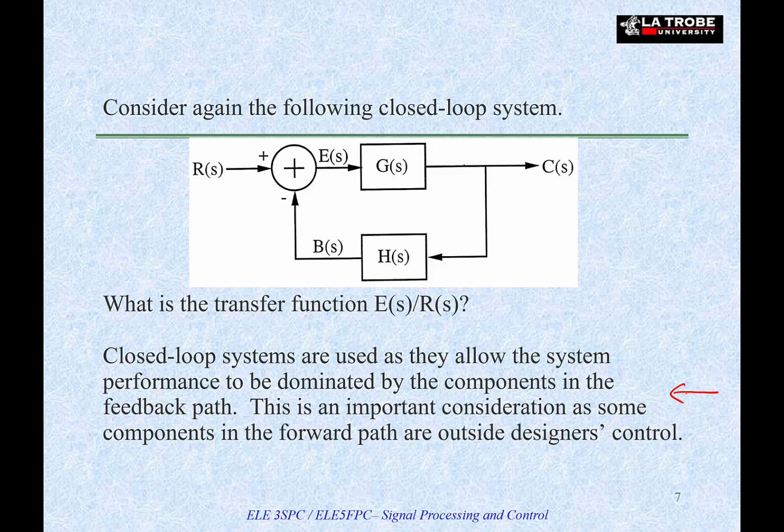I would like to give you an exercise to practice at home. The exercise is to find the transfer function E(s) over R(s). It is the same feedback control system which was shown in the previous slide. But now the transfer function I'm asking you to determine is E(s) over R(s). Please do this as your homework. I will show you the solution in the tutorial.